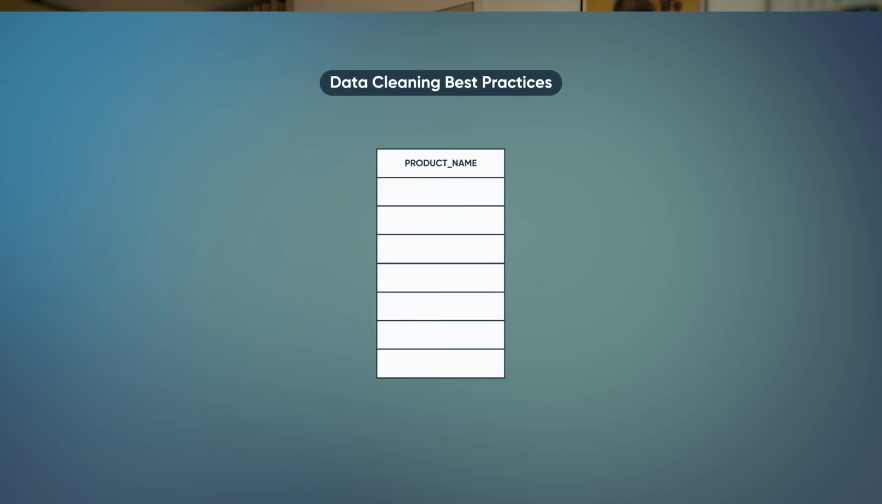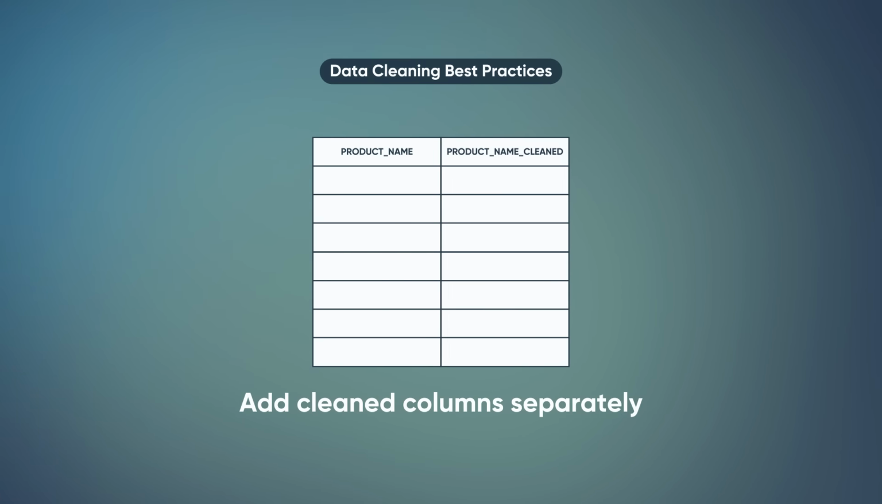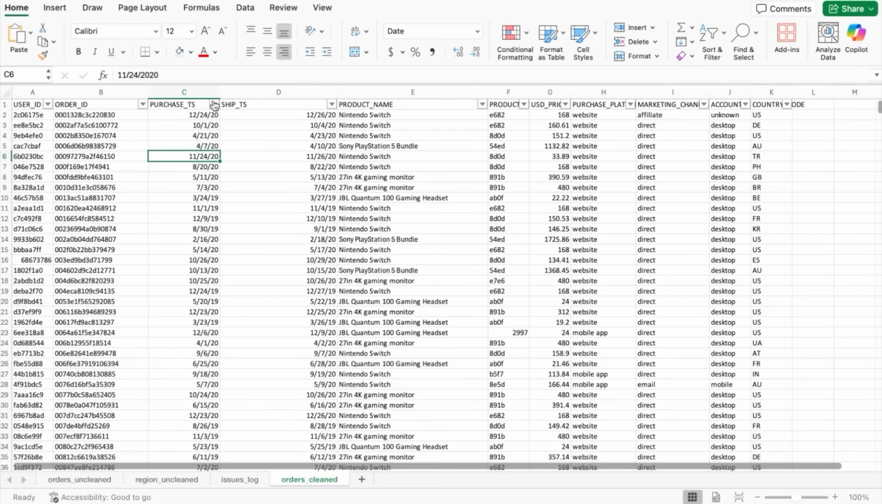The second is that instead of replacing a column in line, I'm going to add another column to the right of it with underscore cleaned. And that shows me that it's the new version of that column. And I'm not going to replace the original column with the clean version until I'm super confident that it's actually doing what I want it to.